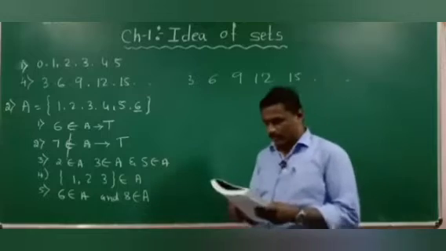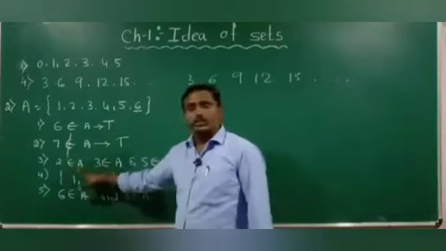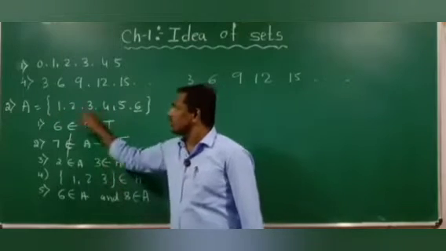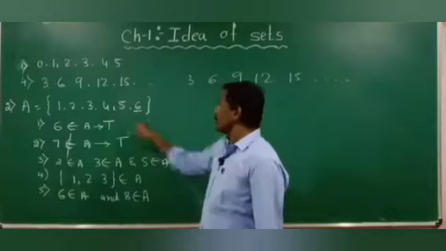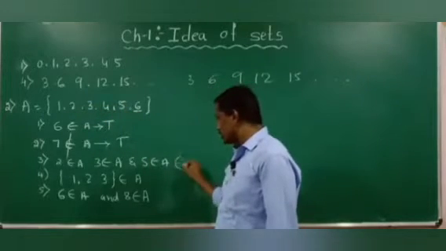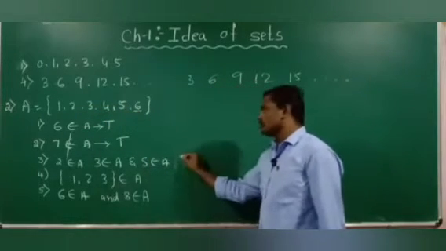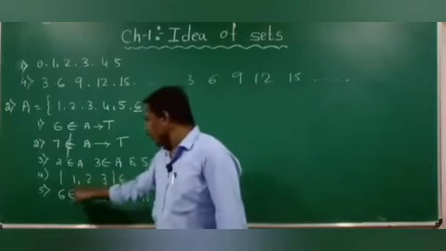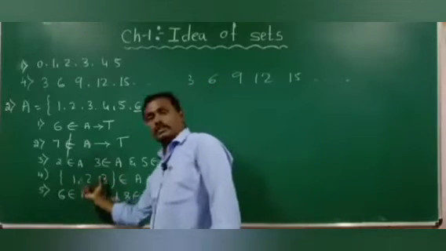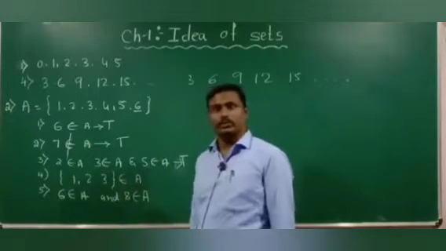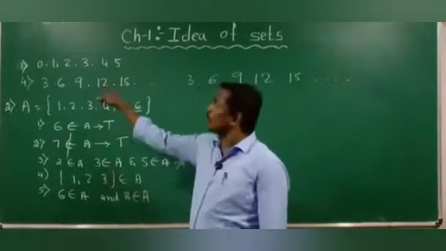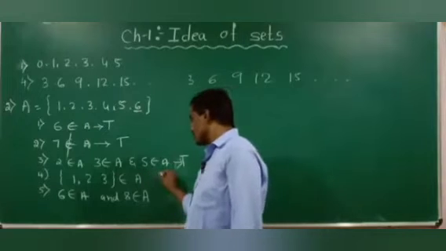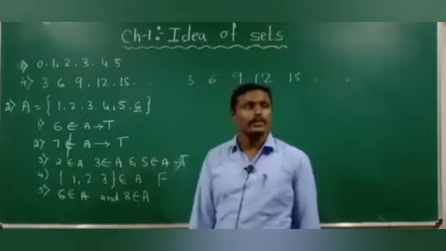Next, third one. 2 belongs to A: yes, 2 is one of the members of A. 3 belongs to A: 3 is also a member of A. 5 belongs to A. All these 3 numbers belong to A, so the given statement is true. Now fourth one, {1, 2, 3}. The individual numbers belong to A, but this set itself does not belong to A. So the given statement is false.